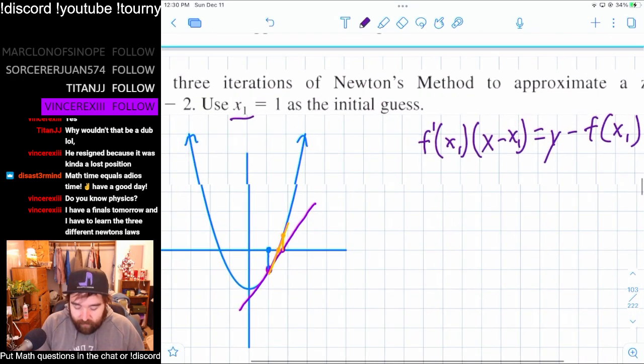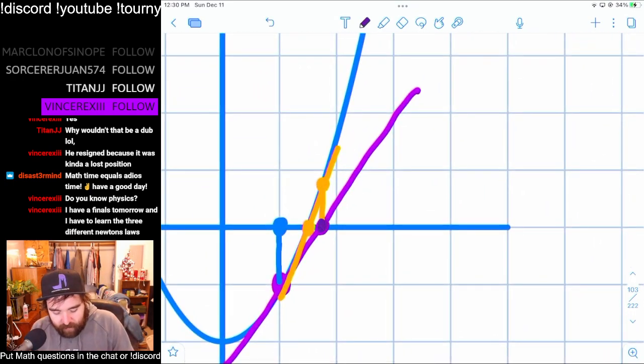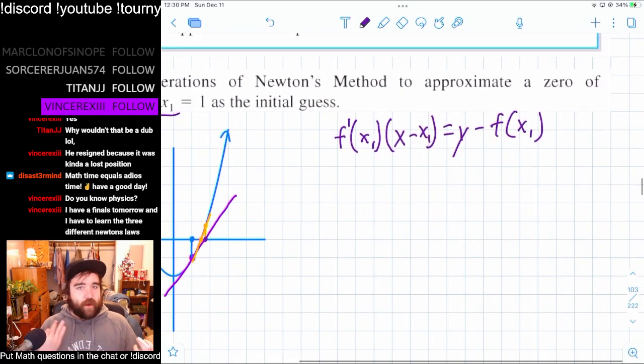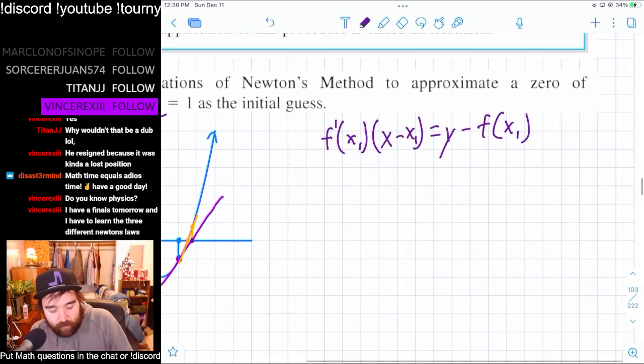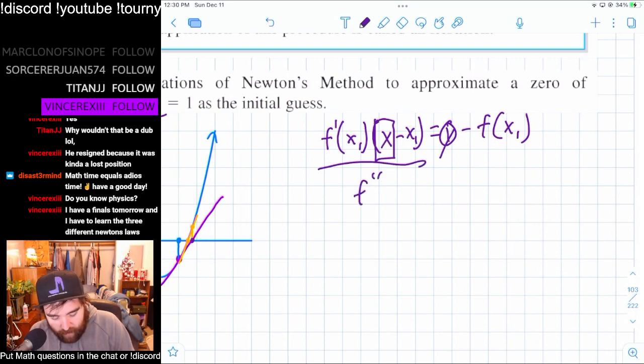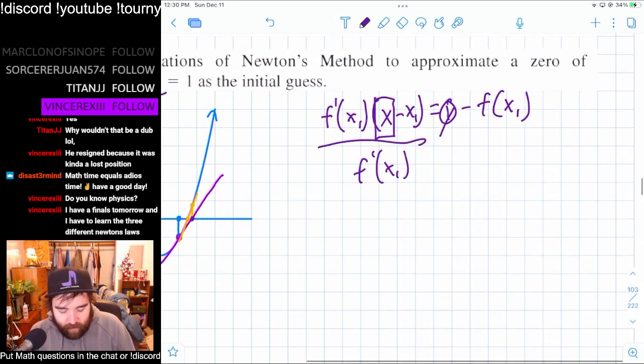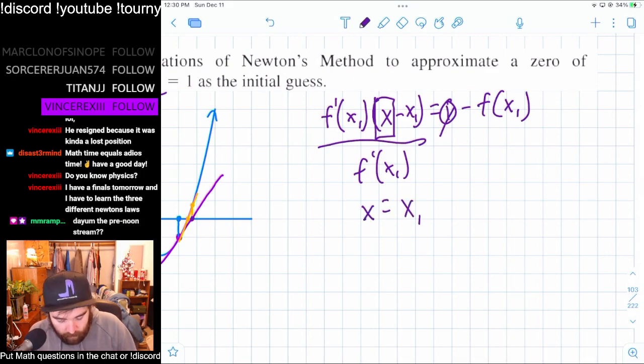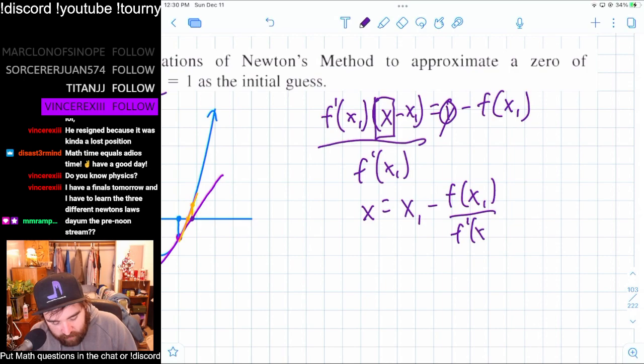And then what do we want to do? We want to find this x value. We want to find the x-intercept here. So how do you always find an x-intercept? When y is equal to 0. So we're going to make this y equal to 0 and then get the x by itself. Not the x1. x1 and x are totally different, but get the x by itself. So we're just going to divide and then add. Divide both sides by f prime of x1 and then add x1. So we get x equals x1 minus f of x1 divided by f prime of x1.